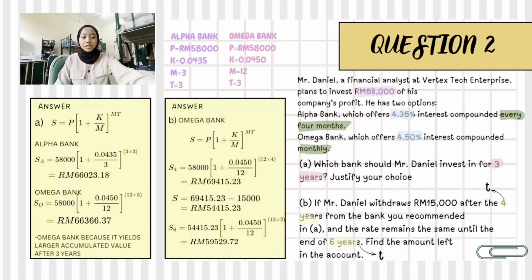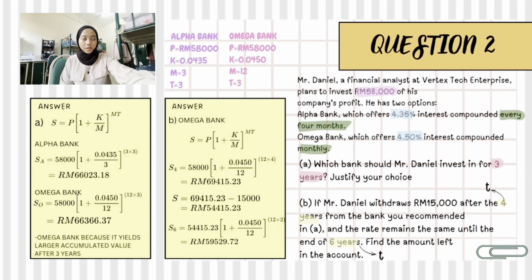66,360 ringgit 37 cents. After that, we will compare the answers for both banks, which are Alpha and Omega, as to which bank Mr. Daniel should invest in for 3 years. So the answer is Omega Bank because it yields a larger accumulated value after 3 years.